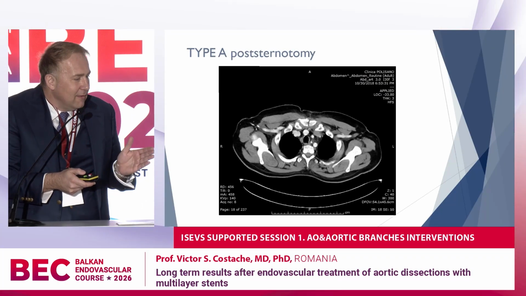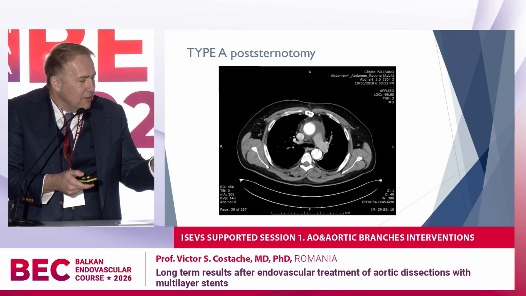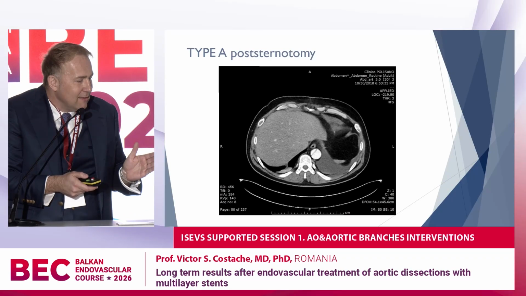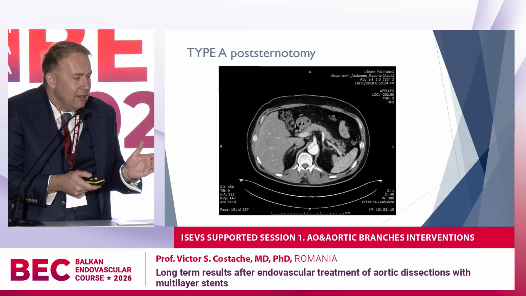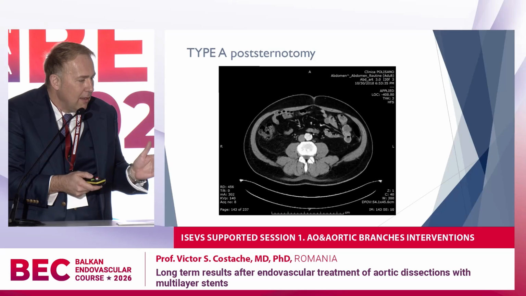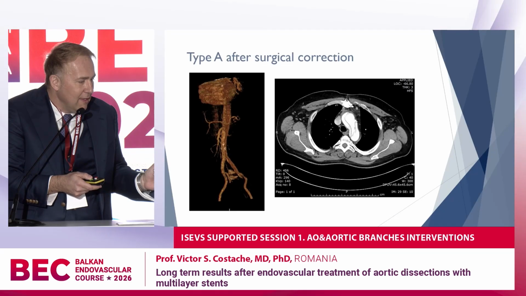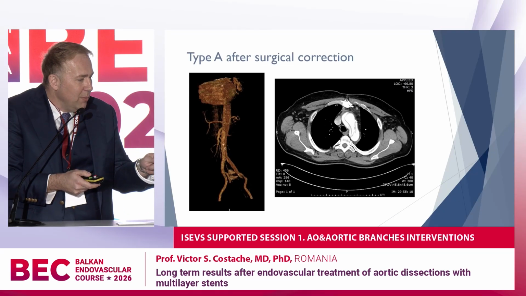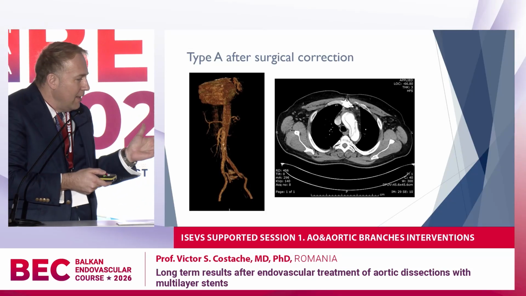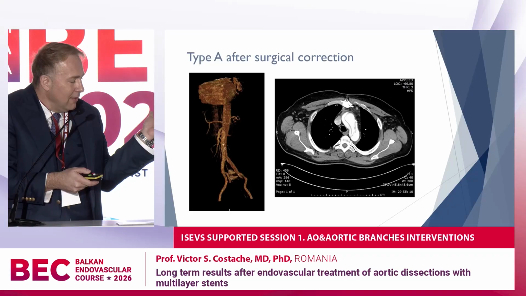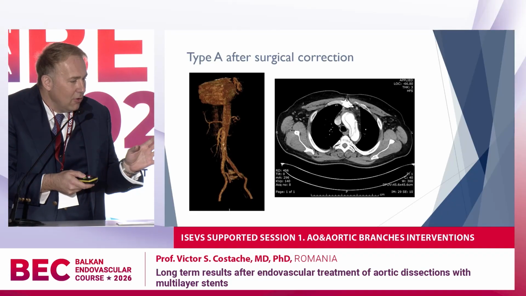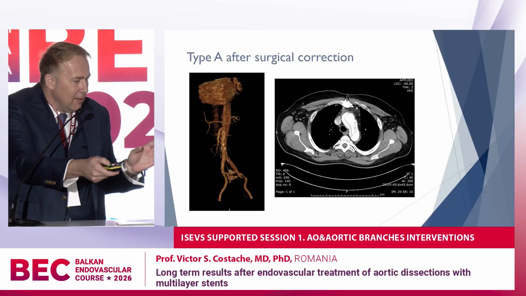So this is a gentleman who, you see, after surgical correction, has a residual thoracoabdominal dissection with big entry tears at the level of the arch, descending aorta and extending to both iliacs. You see the big entry tear in the arch. So you could either do EVO's technique that you saw, or you can use a multi-layer stent and implant it in the ascending aorta and going up to the iliacs.